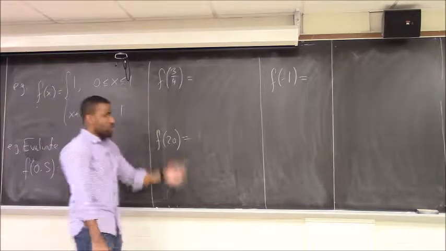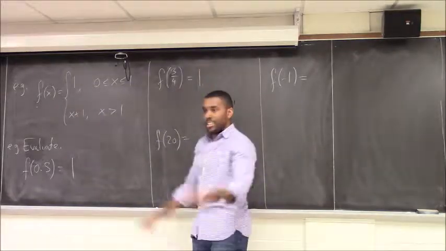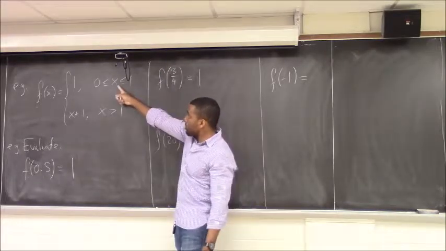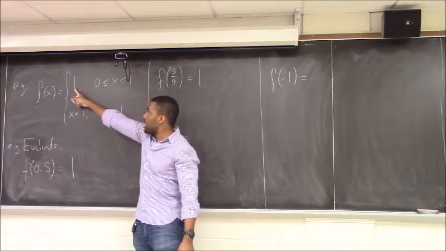What is f of 3 over 4? Yeah, 1. It's also 1, for exactly the same reason. 3 over 4, 0.75, is a number between 0 and 1. So if the input is between 0 and 1, the function outputs 1.